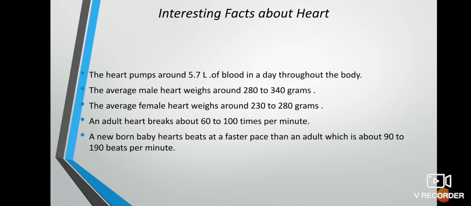Some of the interesting facts about the heart are: first, the heart pumps around 5.7 liters of blood a day throughout the body. Second, the average male heart weighs around 280 to 340 grams. Third, the average female heart weighs around 230 to 280 grams. Fourth, an adult heart beats about 60 to 100 times per minute. Next, a newborn baby's heart beats at a faster pace than an adult's, about 90 to 190 beats per minute.